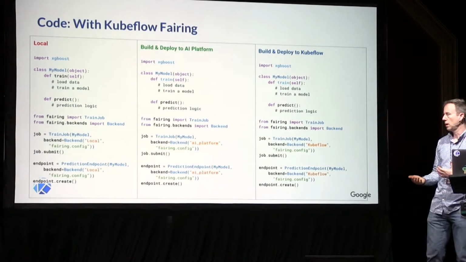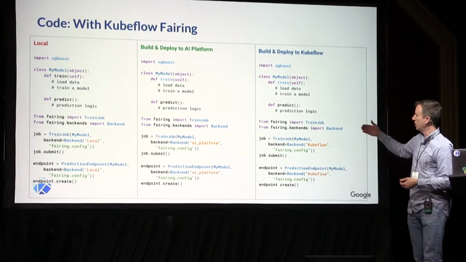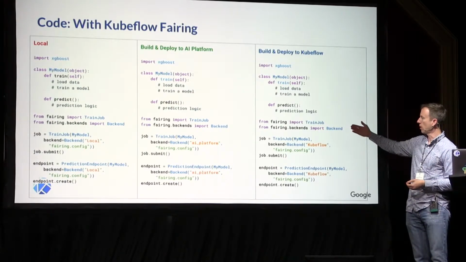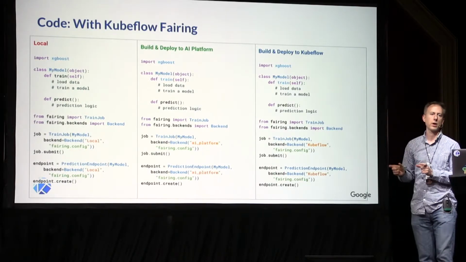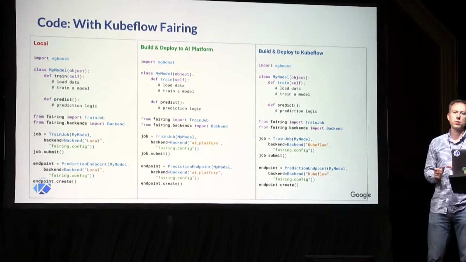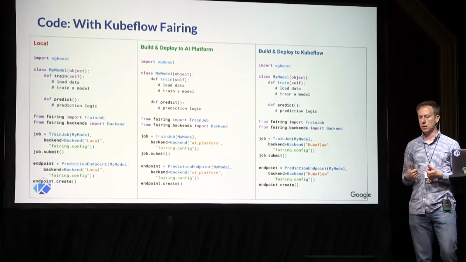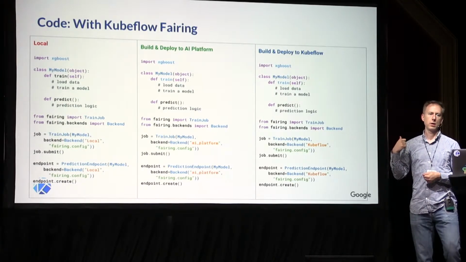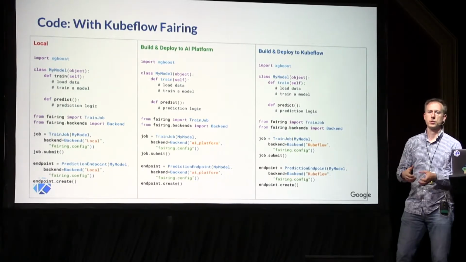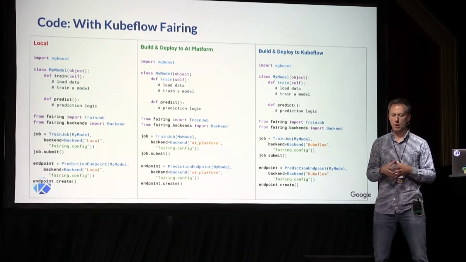With fairing, it abstracts some of that detail away. By importing the fairing library, you basically have a backend, and you can have different variations of it: Kubeflow, or local, or Google Cloud. And so you can use the same code and train and deploy it to an endpoint all within a Jupyter notebook. So the advantage here is, this is getting back to the low bar concept.